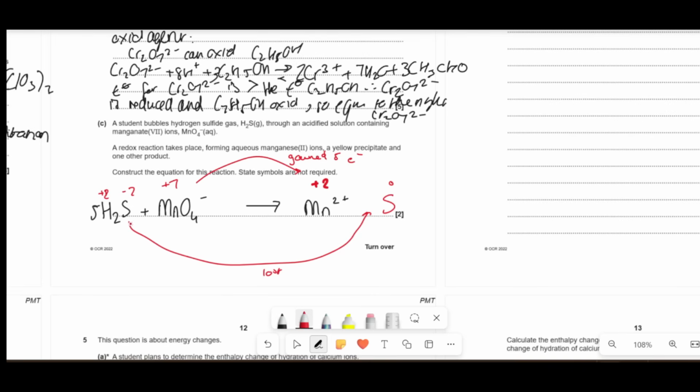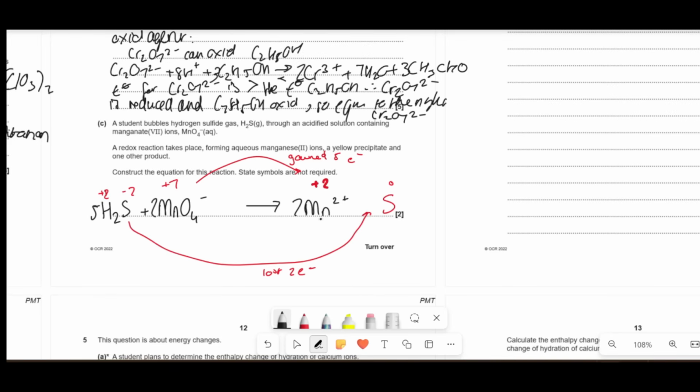Because remember, each time we lose, each one of these loses 2 electrons. And then if I times that by 2, then because each of these gain 5, now it's gained 10 and we're happy. So then I times that out, right? Next, because I balance out all of my elements, we leave water and oxygens and stuff like that to the end.